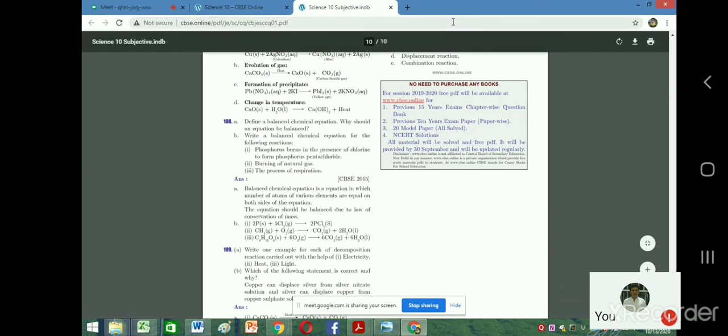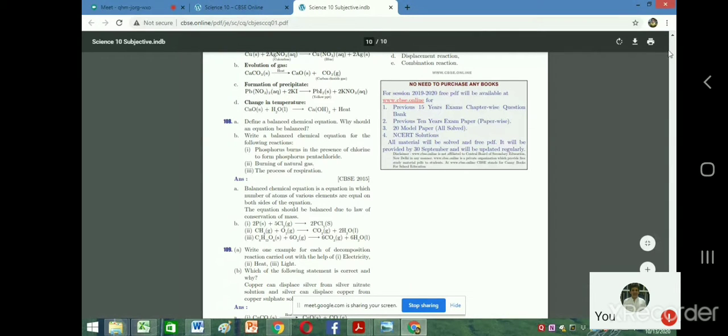And the last one is photolytic decomposition, AgCl. On keeping it in the sunlight, what will happen? It will give you Ag plus Cl. And so we get the three decomposition reactions. Look at it.